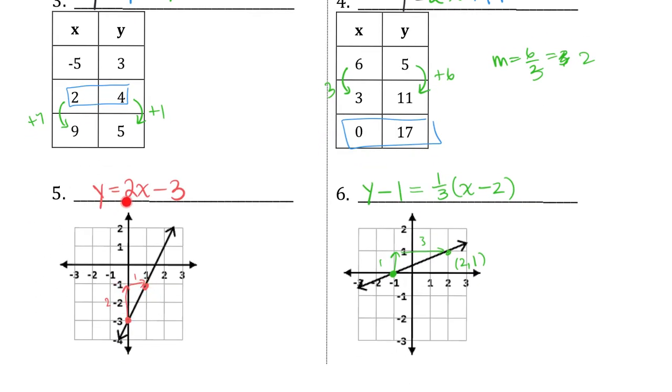Okay, for 5, the slope was 2 because I went up 2 over 1. I did slope-intercept form, so I have y equals 2x minus 3. If you did point slope form, that's fine. Okay, for 6, my slope is 1/3, so that should match. For my ordered pair, I chose to use (2, 1), which is why I have a 2 and a 1 here. If you chose to do (-1, 0), you would have an x plus 1 and a 0 here, and that would be an equivalent answer.